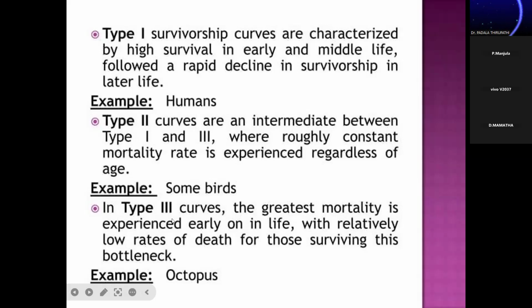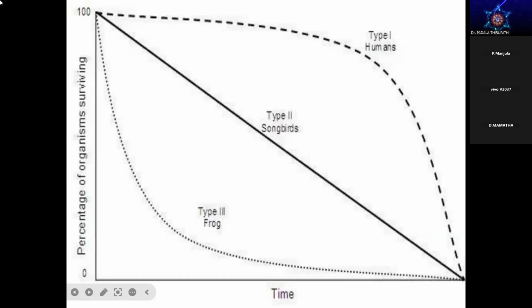Another one is the type 3 curve, where the greatest mortality is experienced early in life, with relatively low rates of death for those surviving this bottleneck. Examples are octopus or frogs. Mortality is high early on, so fewer individuals survive, but later the number increases. So this is the type 3 curve.